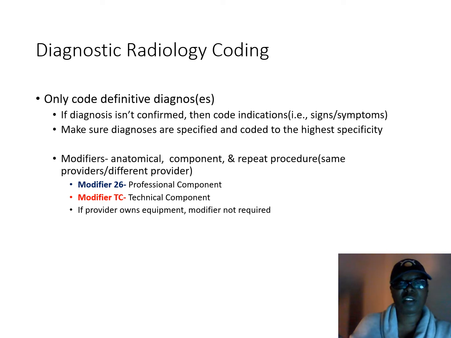Okay, so some examples of the modifiers: we have modifier 26, which represents the professional component, and then modifier TC represents the technical component. And if the provider owns the equipment, a modifier is not required. So again, modifier 26 represents the professional component or the physician component. Modifier TC represents the technical component or the facility component. And then again, if the provider is performing the service as well as if he or she owns the equipment, then a modifier is not required.